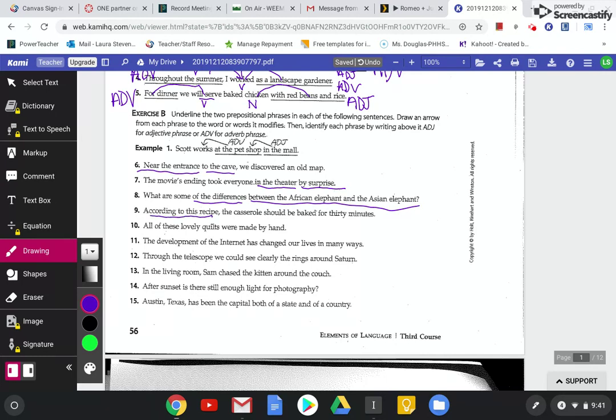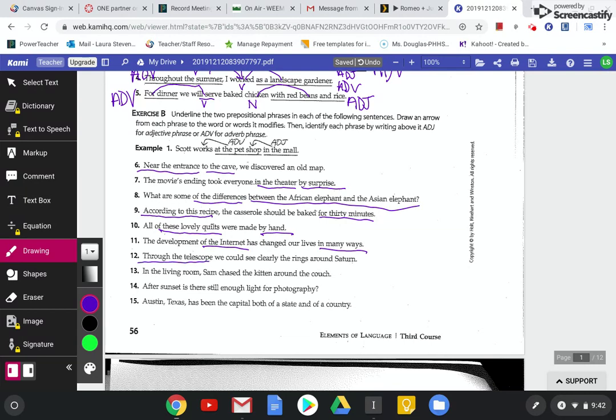According to this recipe, is actually a compound preposition. I had to look that one up. But also for 30 minutes of these lovely quilts. I know it's got to be more than lovely because the noun is quilt, so that's the object of the preposition. Here we got by hand. We've got of the internet. We've got in many ways.